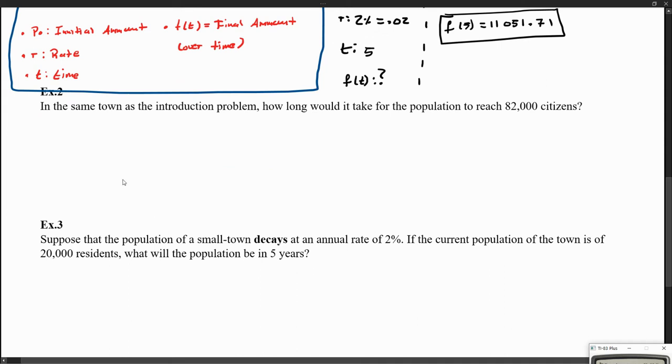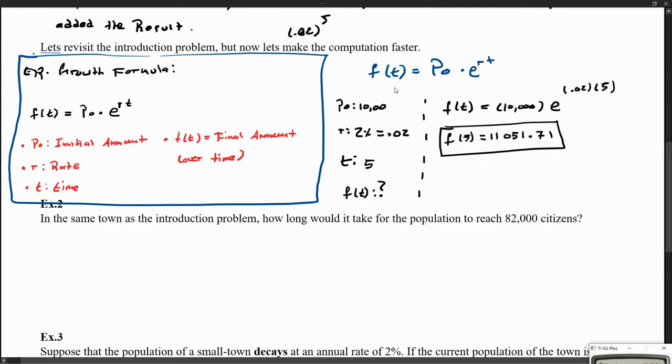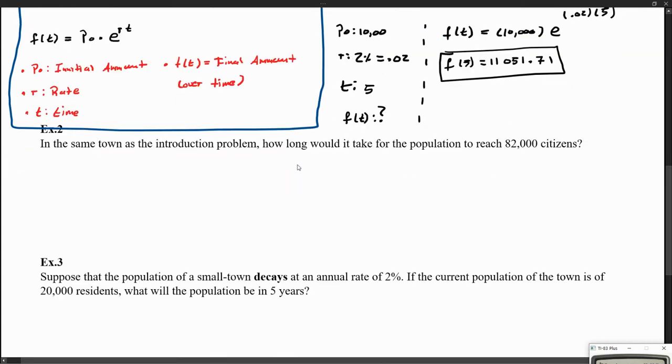Now, under example 2, it says, in the same town as the introduction problem, how long would it take for the population to reach 82,000 citizens? So now this question is different than what we were asked initially. Initially we wanted to find the population after a certain amount of years, which in this case was 5. But under example 2, we're being asked for the time, because it says, how long would it take for the population to reach 82,000 citizens? So we are looking for time.